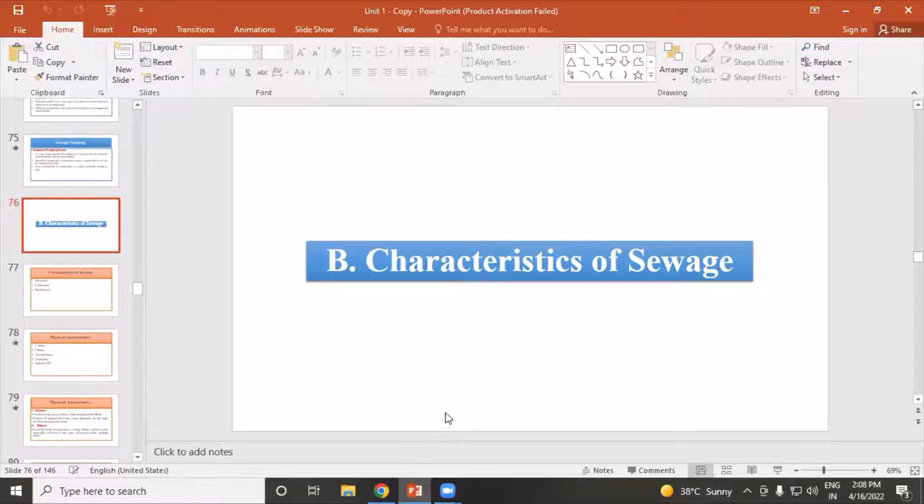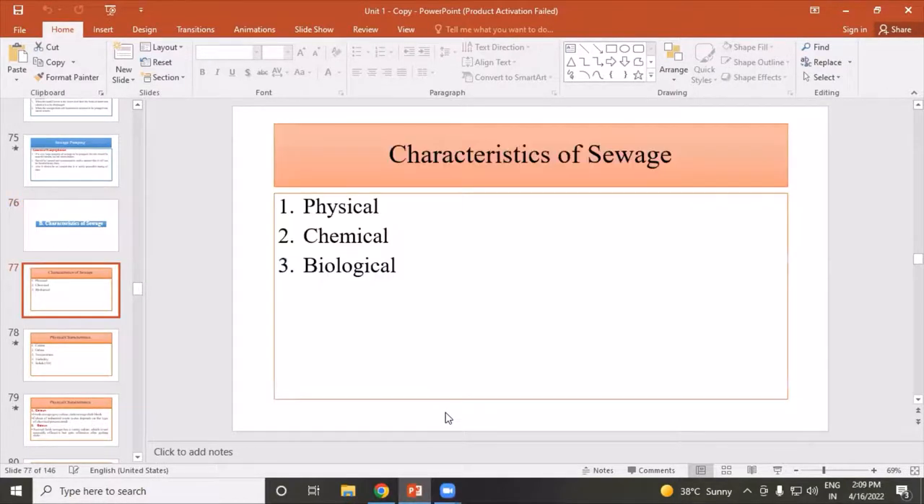So, next part is characteristics of sewage. In the previous lecture, we saw sources of sewage, then types of sewer, then types of material used for sewer, then design of hydraulic gradient of sewer. In this lecture, we will see characteristics of sewage. There are three characteristics of sewage: physical characteristic, chemical characteristic, and biological characteristic.